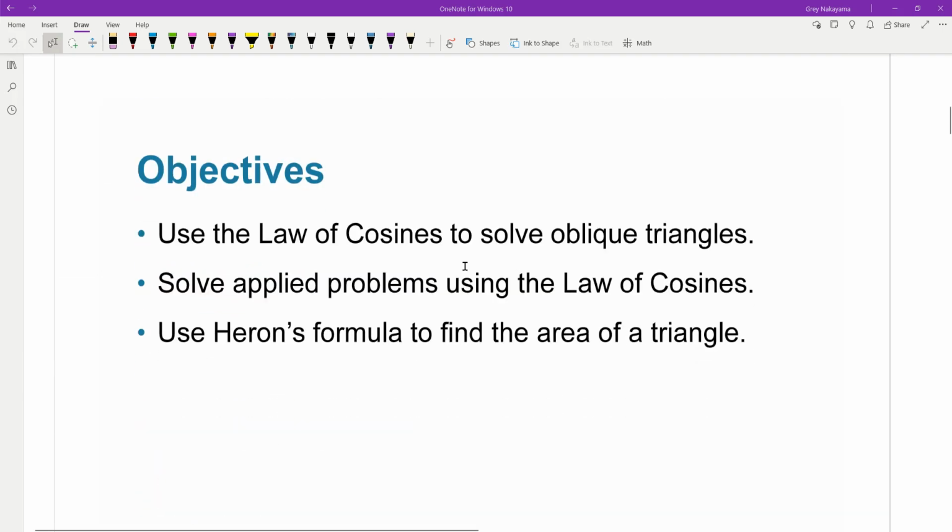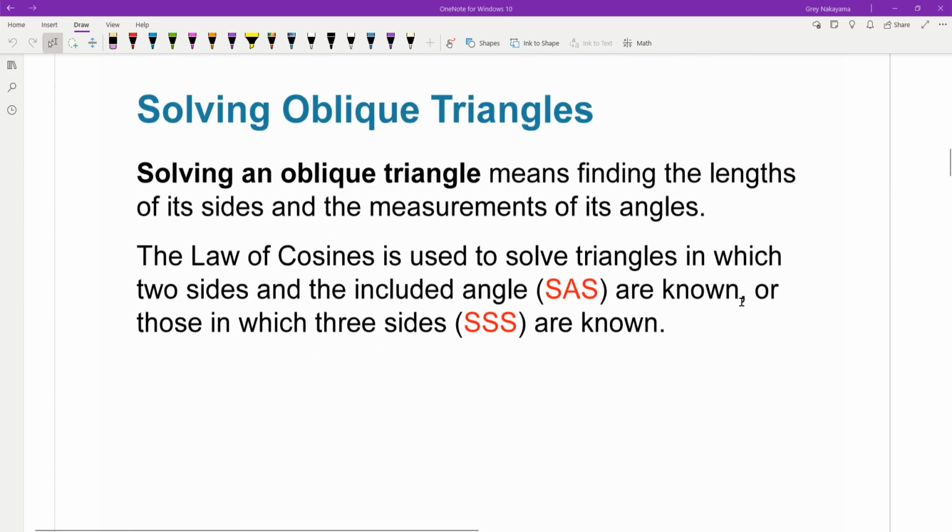In this lesson, we're going to talk about solving oblique triangles with the Law of Cosines, a continuation of our previous lesson where we used the Law of Sines. We're going to solve some applied problems, and then we're going to use Heron's formula to find the area of a triangle. So, first and foremost, you use the law of cosines when you don't have a pair.